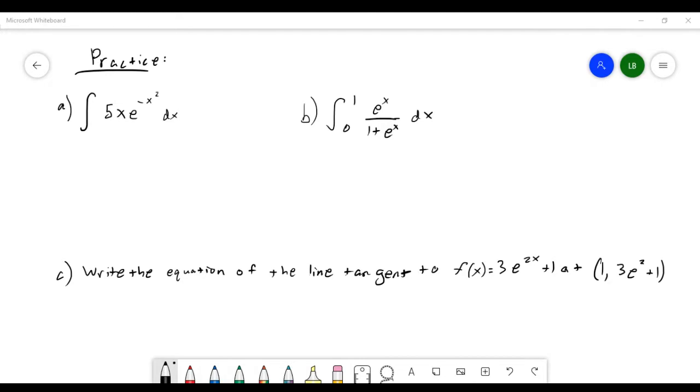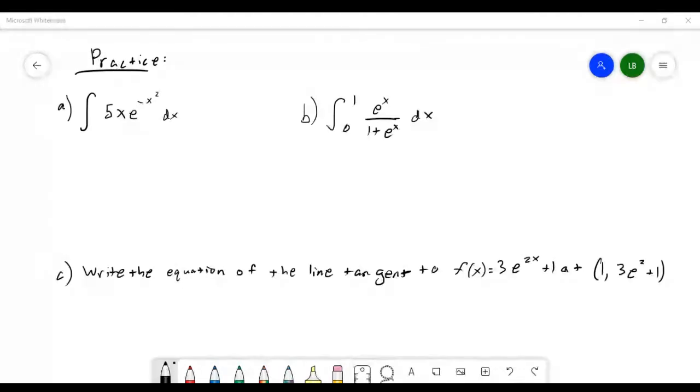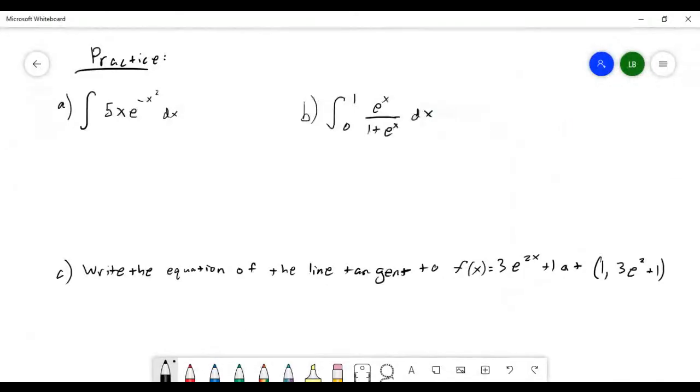For a, that's e to the negative 2x. Let's see. Careful. Do you mean to put e to the negative x squared? Go ahead and go over a really quick. Yeah, I figured.